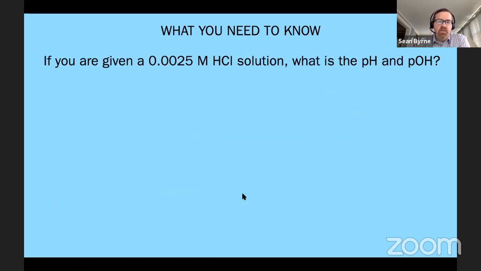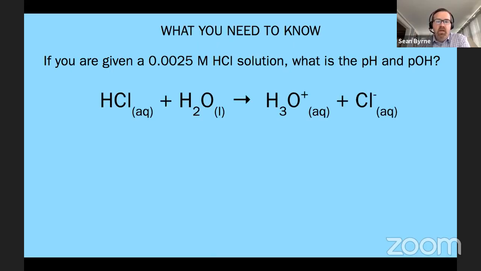So let's consider a question where we are given a hydrochloric acid solution that's at 0.0025 molar, and we're asked to find the pH and the pOH. Like we said before, we're going to start every problem by trying to write a reaction. So hydrochloric acid is reacting with water to make hydronium ions and chloride ions.